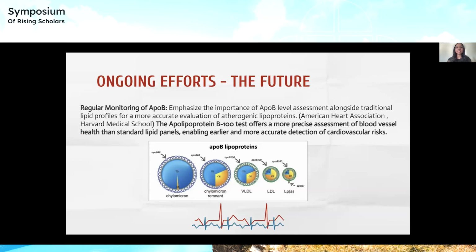So here, what I wanted to highlight is the apolipoprotein B100 test. This test is actually not offered at many clinics and hospitals today, but it offers a more precise assessment of blood level health than standard lipid panels. Those regular blood tests that you go to your doctor to get, or the lipid panels that you get annually, are actually not as reliable as the apolipoprotein B100 test at measuring and predicting heart disease. So if this test was used in more clinics and more hospitals, specifically for the South Asian population, we could see much greater decreases in the deaths resulting from this problem, and we would be able to predict this earlier as well.